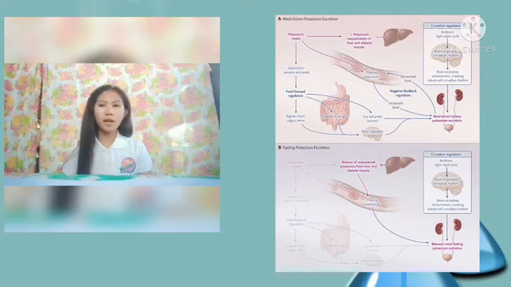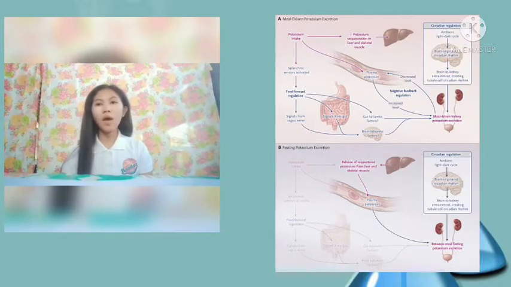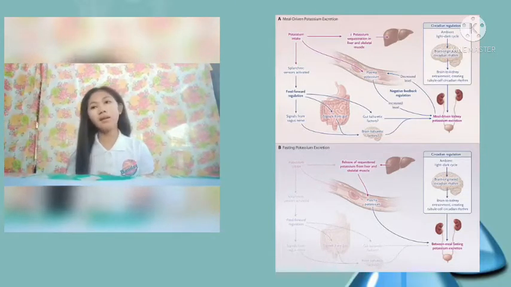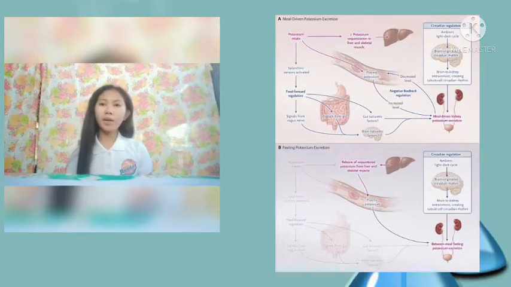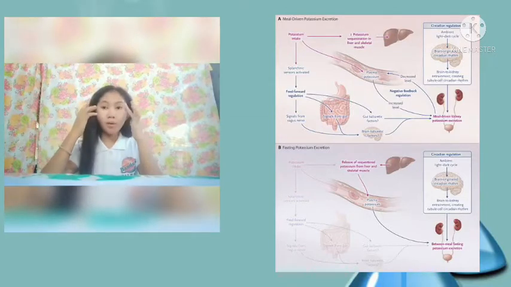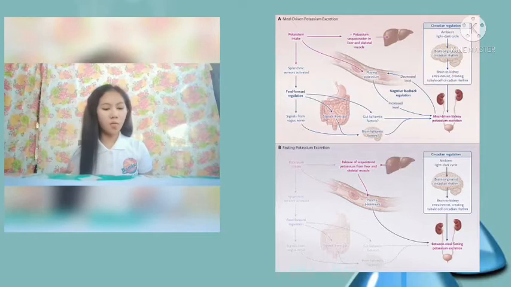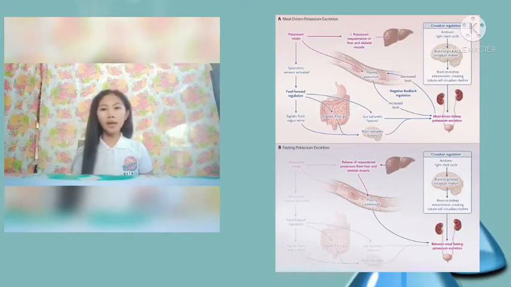Sinasabi dito na ang potassium homeostasis ay tumutukoy sa pagpapanatili ng kabuuang nilalaman ng potassium sa ating mga katawan. Meron ding dalawang prosesong nagaganap at ito ay ang panlabas at panloob.